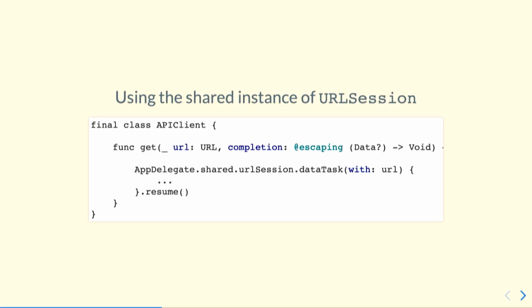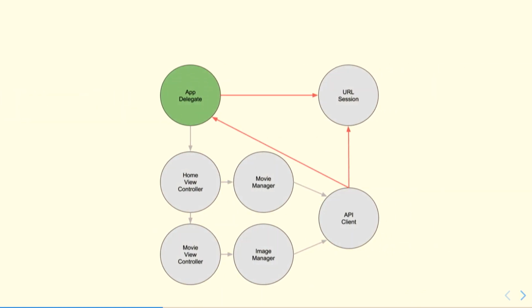How would we use this? We would just use the shared instance directly and perform the data task. So it's pretty easy, but in terms of dependency graph, it's not super nice. It would create this weird shape where API client depends on app delegate, and that doesn't look good.